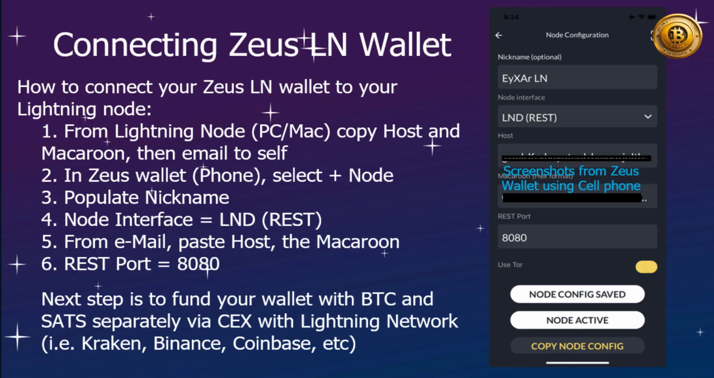After the Bitcoin and Lightning nodes are fully synchronized, install the Zeus LN wallet on your phone, then connect it to your Lightning node. Click on the three dots, then connect wallet. Here is how to connect your Zeus LN wallet to your Lightning node.